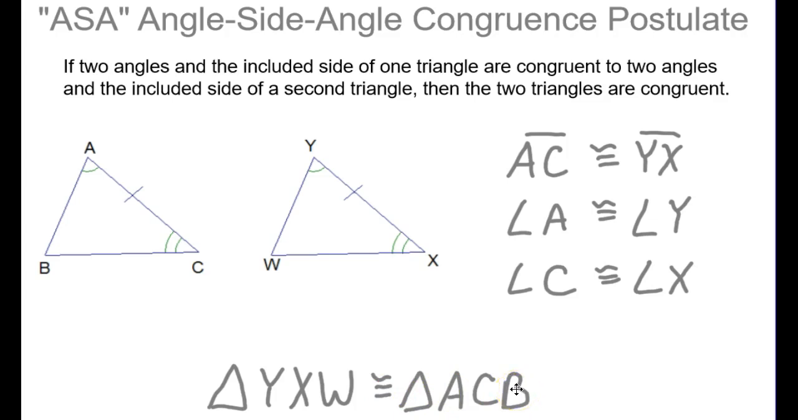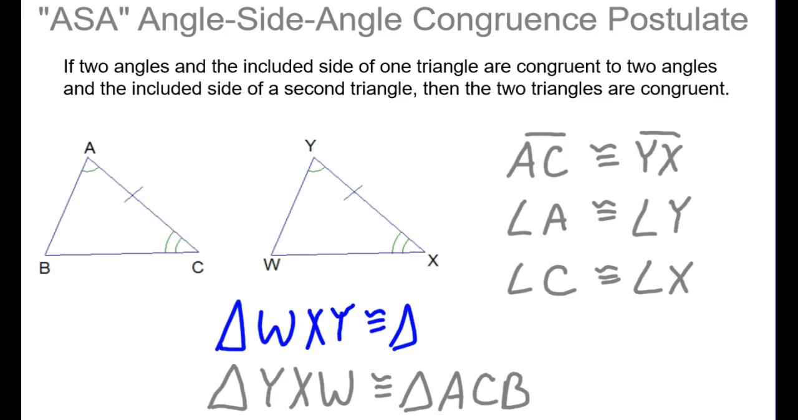Now, one thing we can discuss here when naming the congruence statement down below: it doesn't really matter in the first one which vertex we start with to name that triangle. I could have named this triangle WXY and said that it's congruent to triangle... Now this part matters.